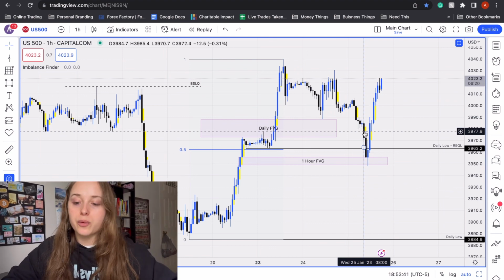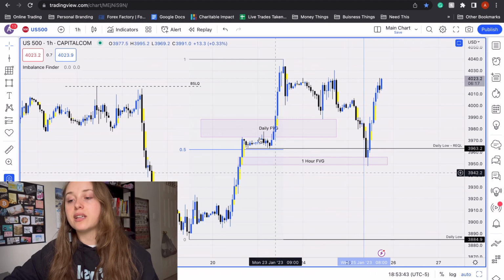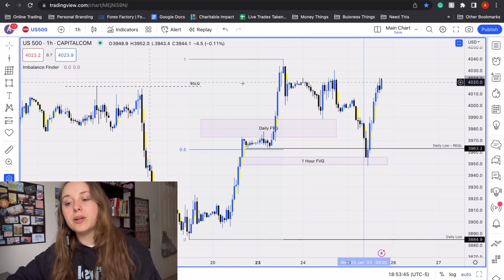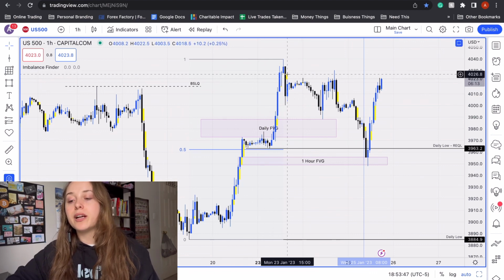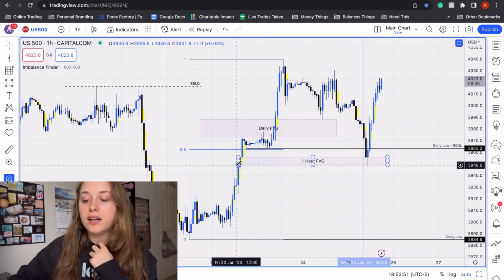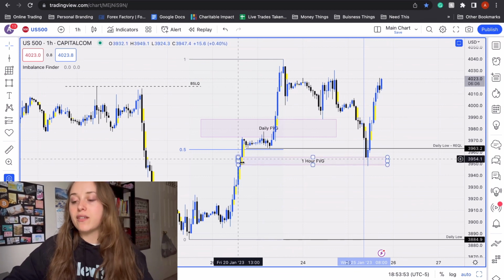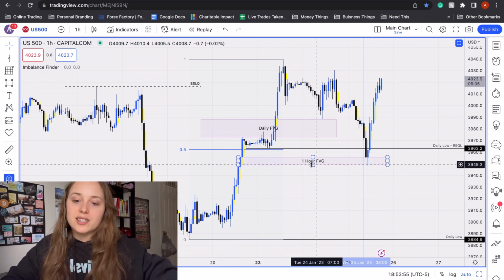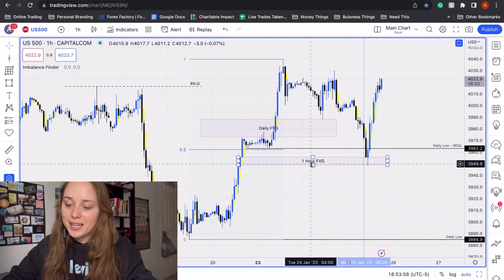But this is what I saw in the 1 hour chart. Buy side liquidity was taken. We were kind of in a premium range, and the next discount array would have been the 1 hour FVG down here. So let's go down to the 15 minutes.